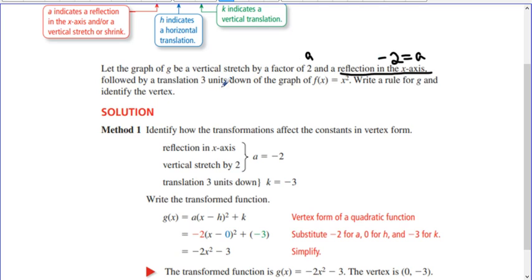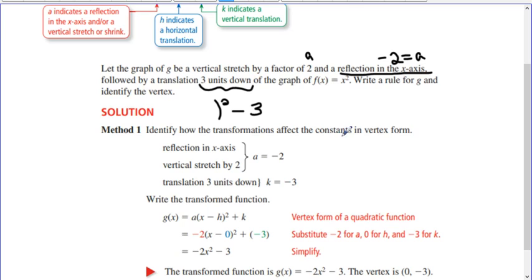Followed by a translation of 3 units down, right? So 3 units down means that after the parentheses, I am subtracting 3. It doesn't tell me if it's been moved left or right, which means it hasn't been, right? We want to write a rule for G and identify the vertex. So here we have our solution.